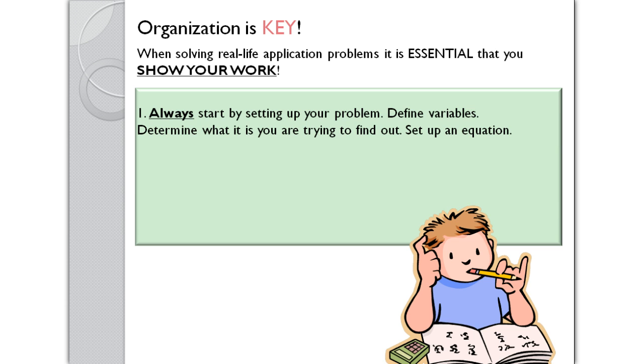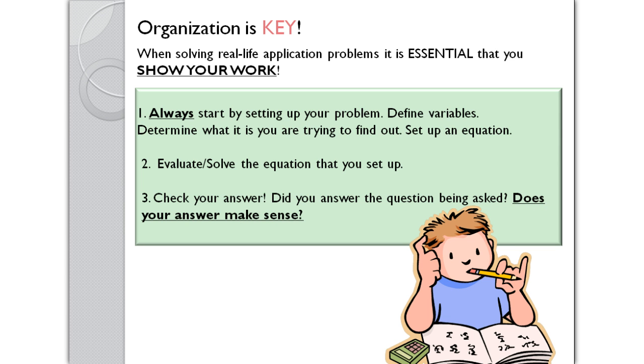This is your game plan. This is your plan of action. So this is where you define everything and set an equation up. Step 2 is the easy part. That's what you've been doing all along. Step 2, you're just going to either evaluate or solve the equation you set up. As simple as that. Step 3, check your answer. You guys have been doing that all along as well. This time it should be pretty easy to check. Did you answer the question being asked?